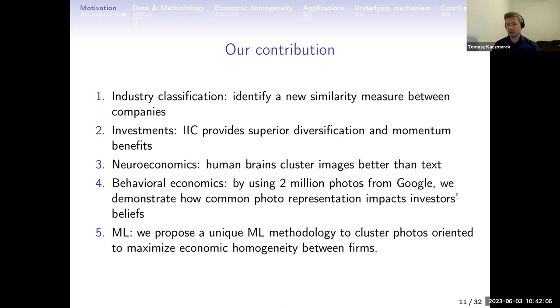And when we look at our contribution, certainly we contribute to industry classifications because we identify a new similarity measure between companies. We contribute to investments, as image industry classification provides superior diversification and momentum benefits, which I will show you in a moment. To neuroeconomics, because we show that human brains cluster images better than text. To behavioral economics, because by using 2 million photos from Google, we demonstrate how common photo representation impacts investor beliefs. And to machine learning, finally, because we propose a unique machine learning methodology to cluster photos that is oriented to maximize economic homogeneity between firms.